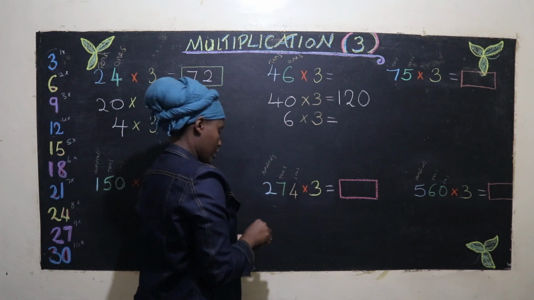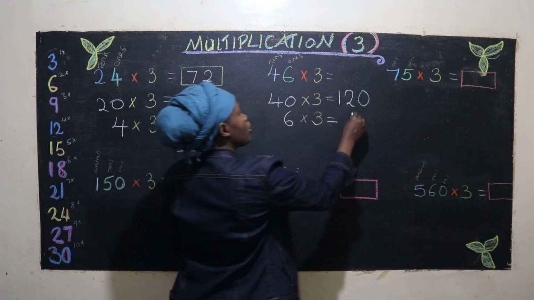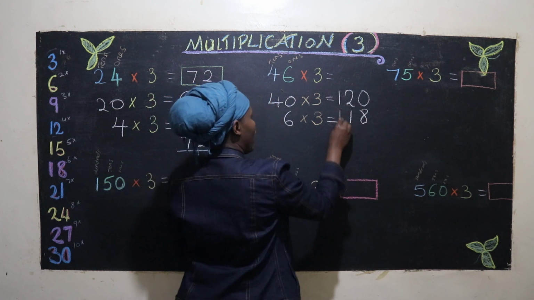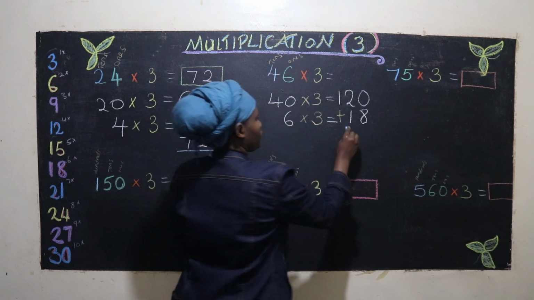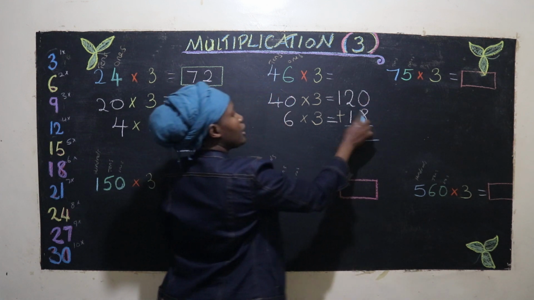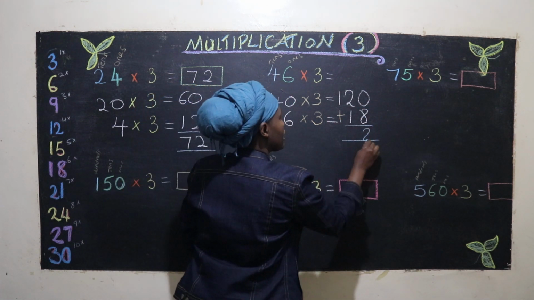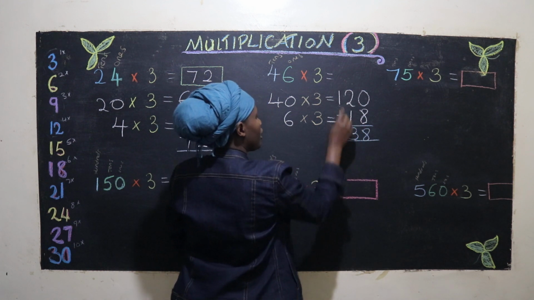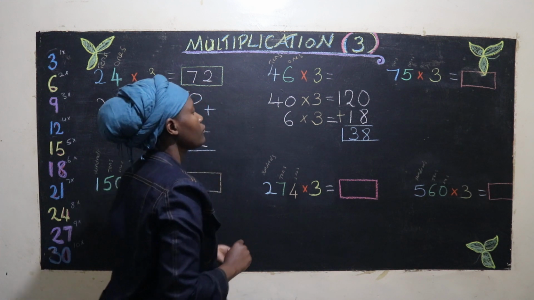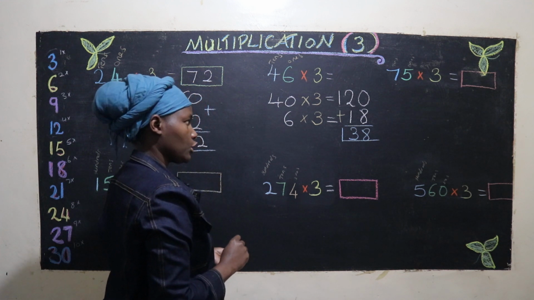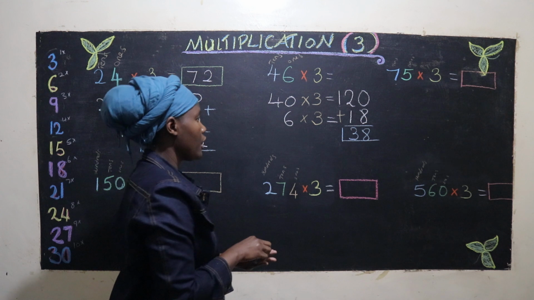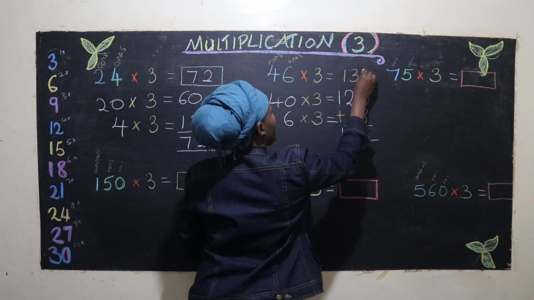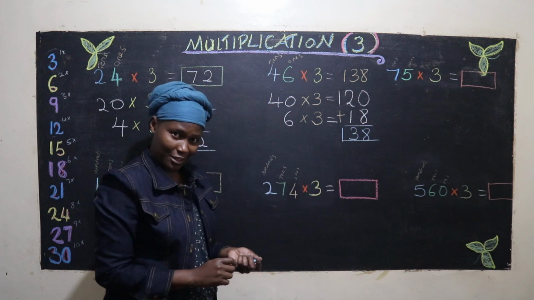6 times 3 gives us 18. So we write the 18 and then we add these 2. What do we get? 0 plus 8 is 8. 2 plus 1 is 3. And we have 1. So we have a total of 138. 138, and that's our answer.